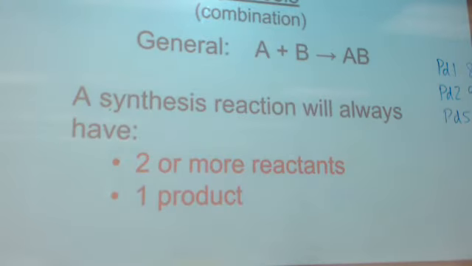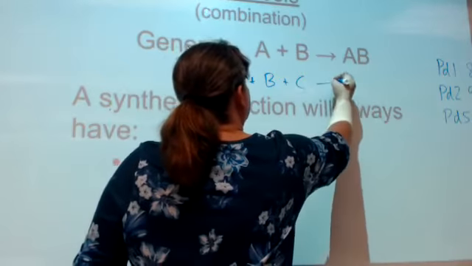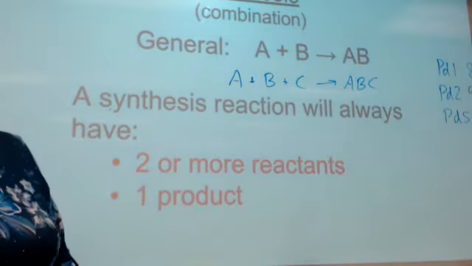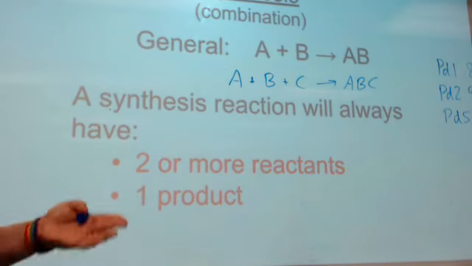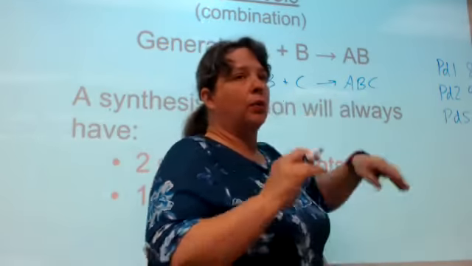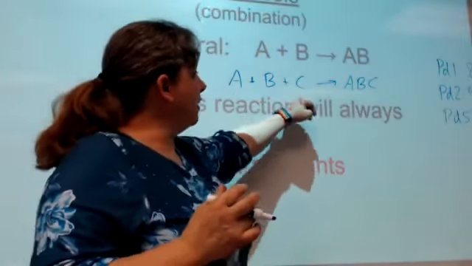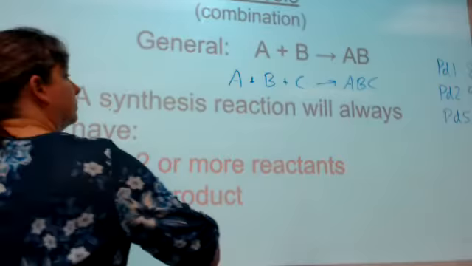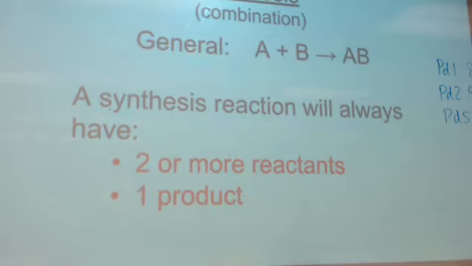You could have multiple reactants. You could have A plus B plus C. And they will all come together to form a single product. Okay. Now we know, because of rules of formula writing, that this isn't going to necessarily be ABC. We may have different subscripts in there. Okay, things may look a little bit different, but all of these elements will appear together somehow in the product. All right, so that is synthesis.